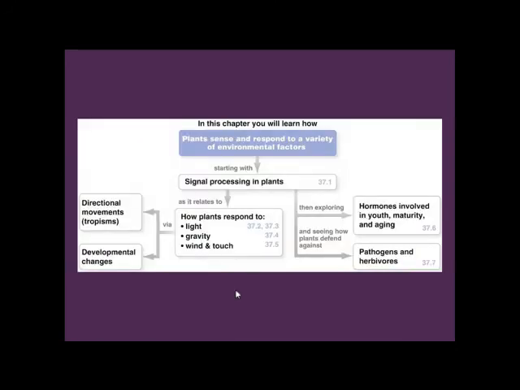So hopefully in this chapter, you learned about signal processing in plants, a little bit about how plants respond to light, gravity, wind, and touch to cause developmental movements or tropisms, and also developmental changes, and looked at how hormones are involved in youth, maturity, and aging. We didn't really talk about how they defend against pathogens and herbivores, so don't worry about that part.